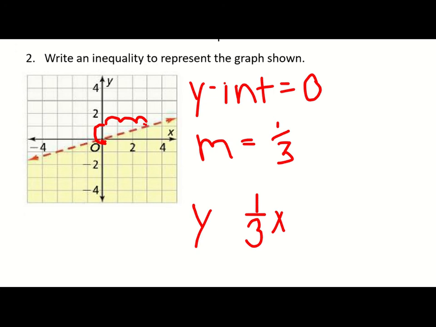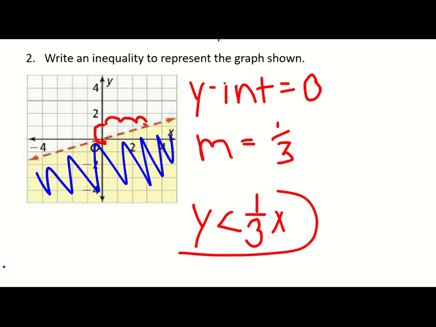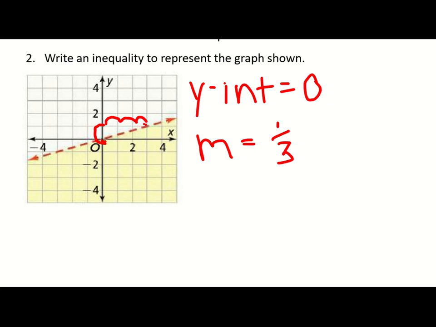This was a dashed line. That means there is no equals to. It's strictly greater or less. So if I look at which way we shaded, this one was shaded below. Anything that's shaded below is a less than. So the inequality symbol to go with this graph is y is less than 1/3 x.